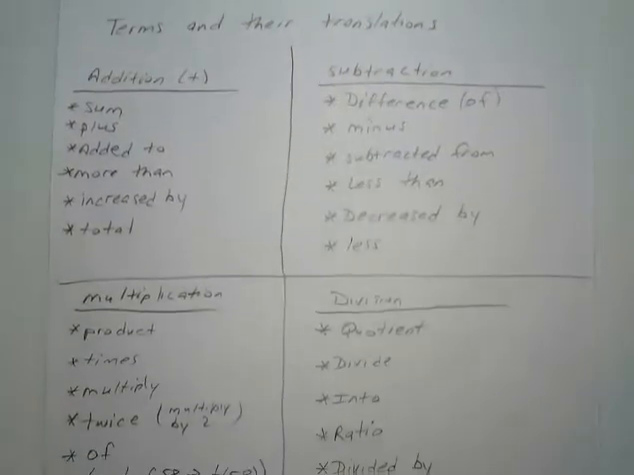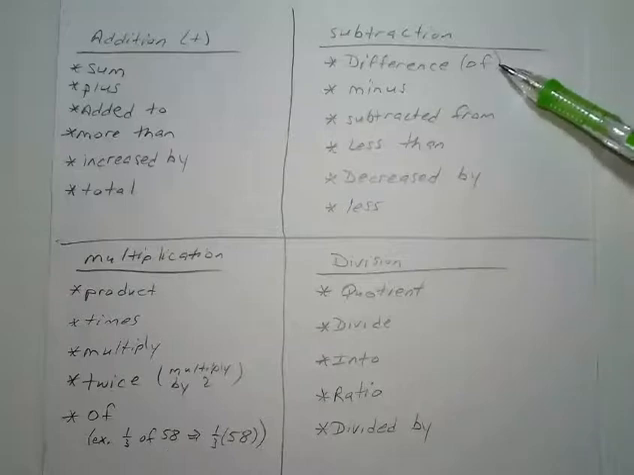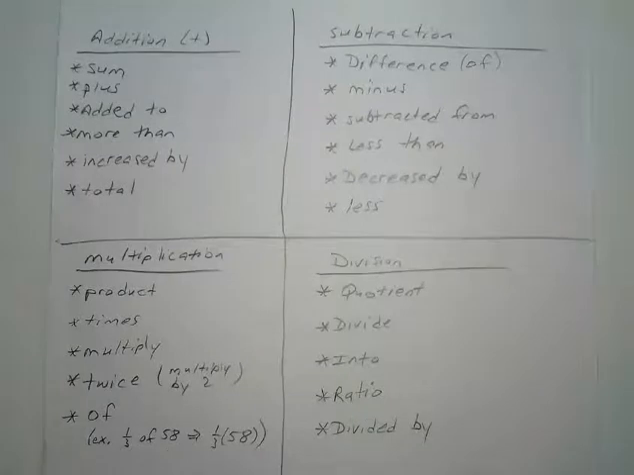You're going to use multiplication if you see the word product, times, or if they just say multiply. If you see the word twice, that means to multiply by 2. Or if you see the word of. For example, if you see 1/3 of 58, that would just be 1/3 times 58. You have to be careful: the word of is not the same as difference of. They're two different things. But if you see just of by itself, you'd use multiplication.